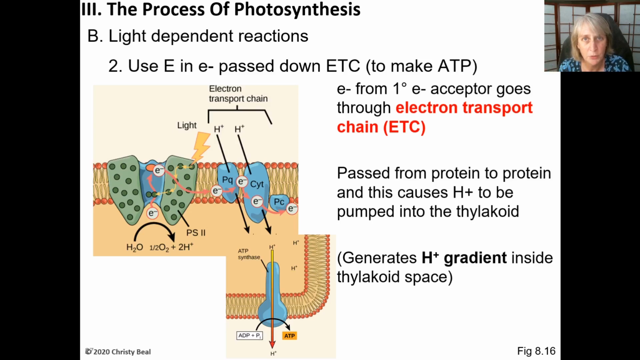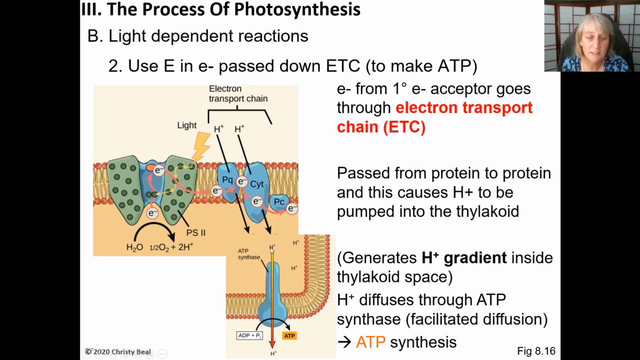Maybe even topic 2. What do I call a solution that has a lot of H positives in it? It's an acid. So what's happening is these proton pumps are pumping, and they're creating an acidic environment, a much more acidic environment inside the thylakoid membrane in the lumen than in the stroma.